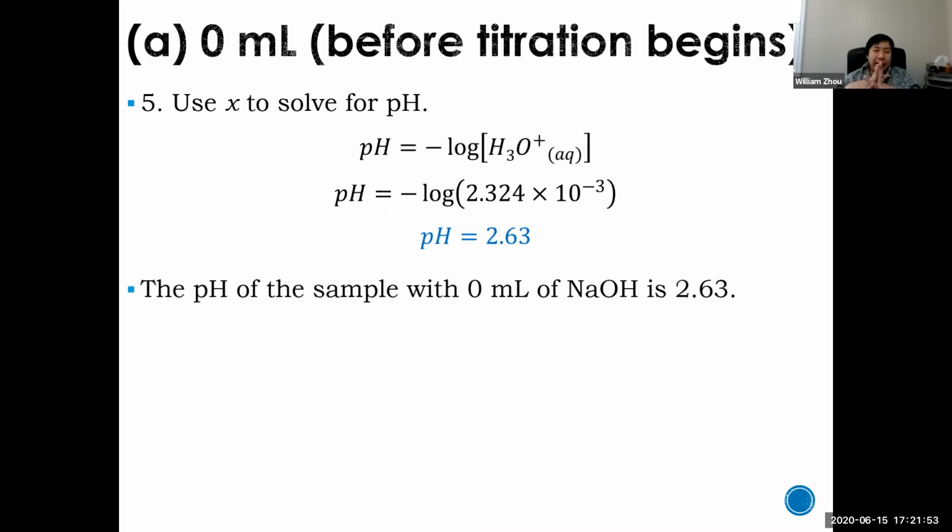This is the pH of the sample of acid if you didn't add any base. Because it is pure acid, it has a low pH, which makes perfect sense. Any questions about A? Okay, good. This is a review of how to calculate the pH of a weak acid, which was a prior lesson.